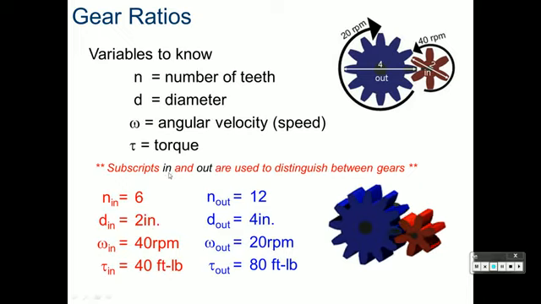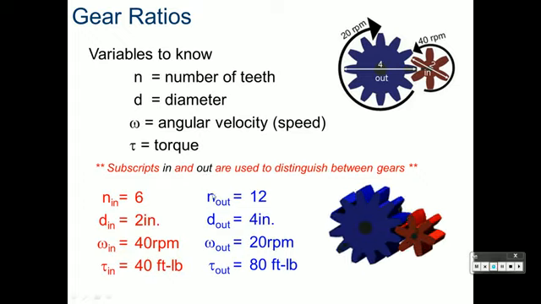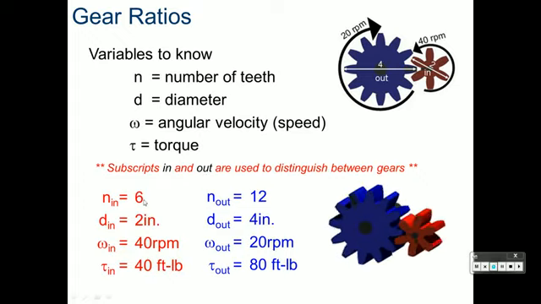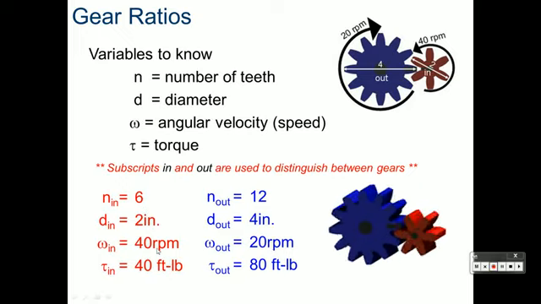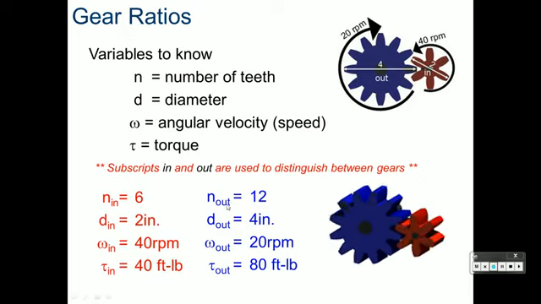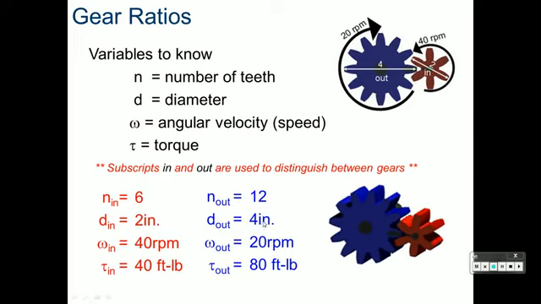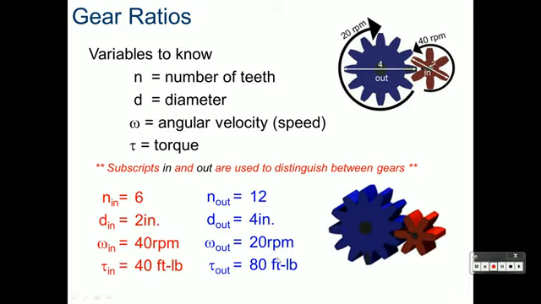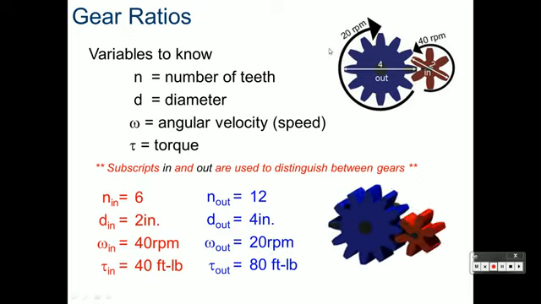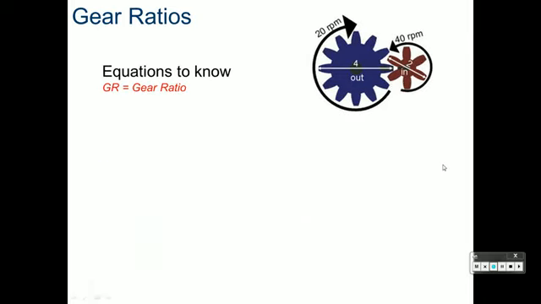The subscript N means that that is my driver gear. Out, in this case, means it's my driven gear. So the driver gear has 6 teeth, 2-inch diameter, spins at 40 revolutions per minute, and has 40 foot-pounds worth of torque. My driven gear has 12 teeth, it's 4-inch diameter, 20 revolutions per minute, and it has 80 foot-pounds of torque. All but the amount of torque is listed up here on this picture in the upper right-hand corner.